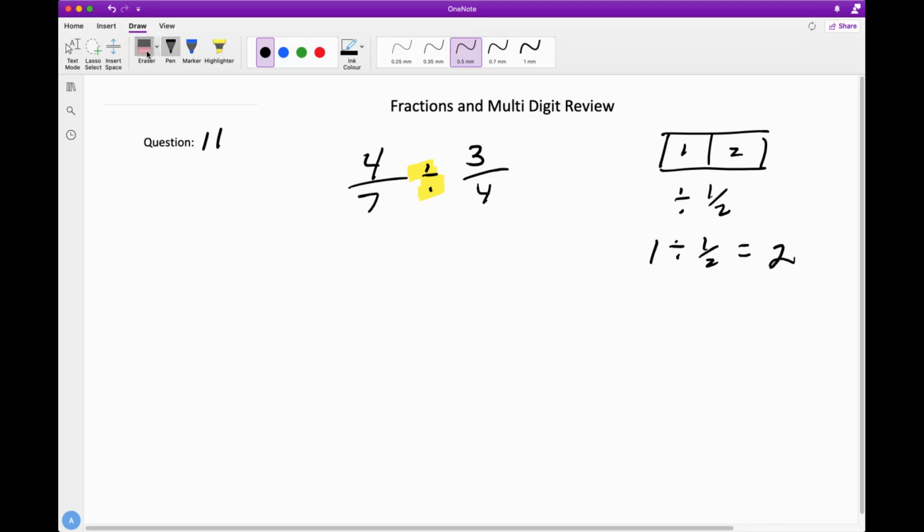Now, instead of dividing this candy bar by halves, I'm going to divide this candy bar by thirds. Well, how many pieces do I generate now? I'm going to generate 3 pieces. So 1 divided by 1/3 is going to be equal to 3. If you notice, when we're dividing by a fraction less than 1, 1 divided by 1/2 generated 2, and 1 divided by 1/3 is equal to 3.